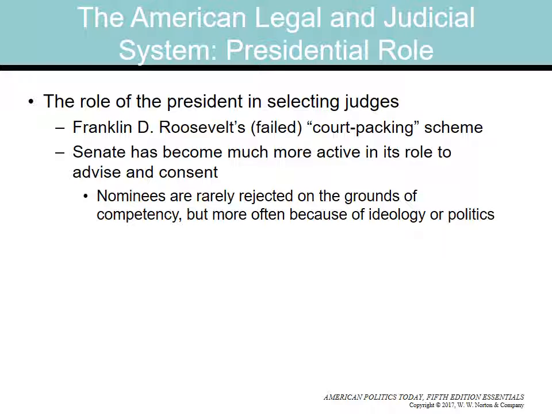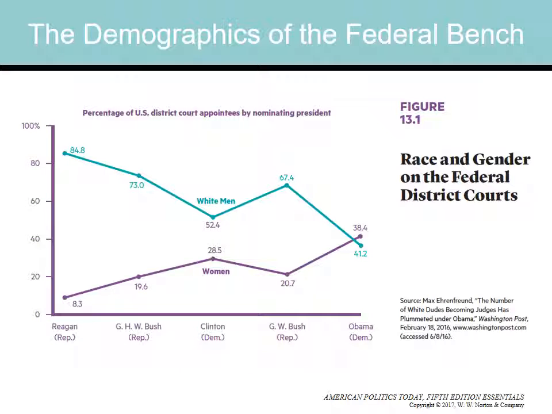The Senate has become much more active in its role to advise and consent. Nominees are rarely rejected on the grounds of competence, but more often because of ideology or politics. Since the 1980s, the proportion of women on the federal bench has gone up by 5-fold, while the percentage of men has plummeted by more than half. Do you think that descriptive representation in the judicial branch is important? In other words, should there be an equal number of men and women?